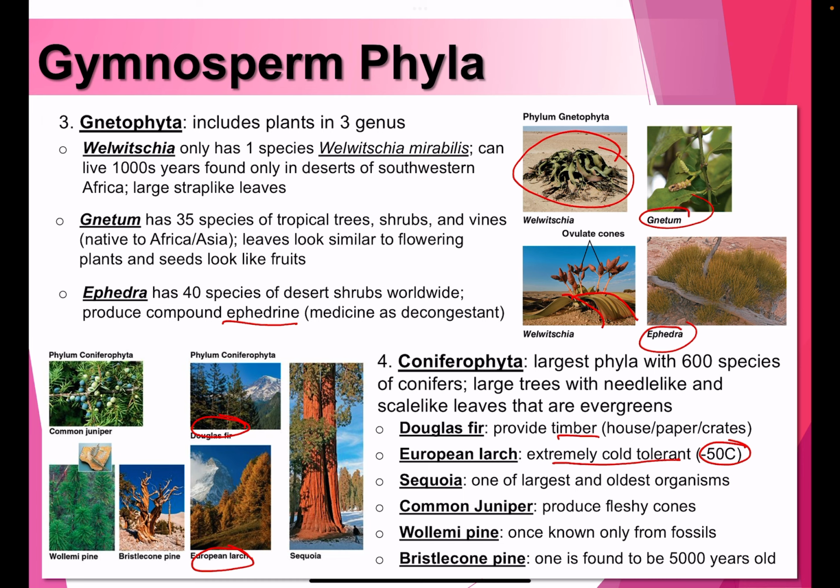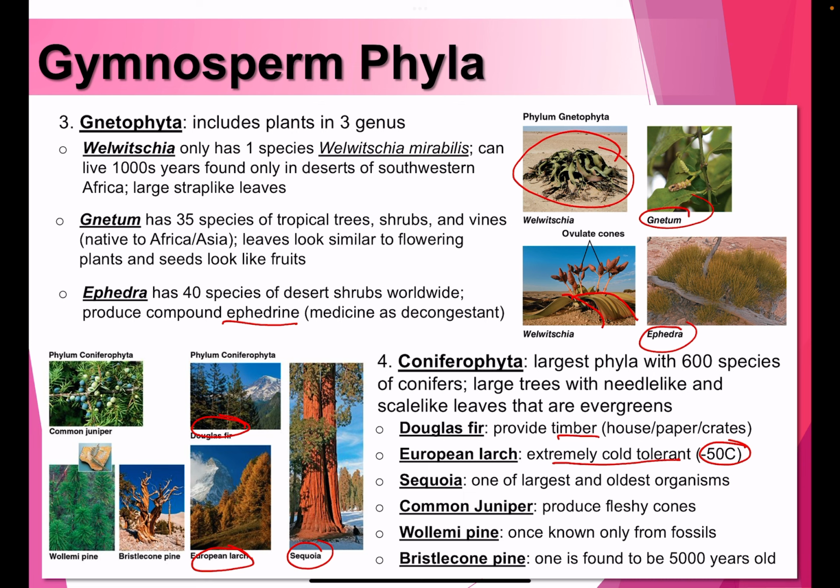And then you have sequoia. Sequoia is a very famous one that you have heard of before because there is a national park where there are many of these sequoia trees. They are one of the largest and also oldest living organisms. Many of those trees over there have lived for thousands of years, and that's why they're so big. And usually you find them on the California side.